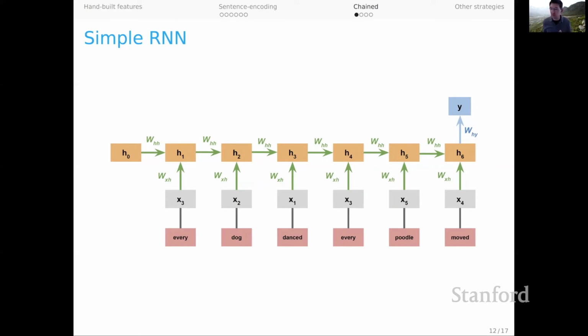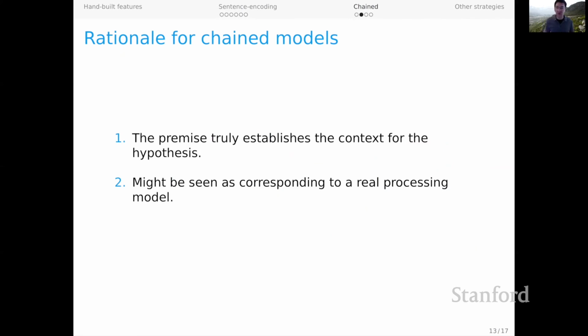And actually, this can be surprisingly effective, right? The rationale for doing this, in this context, you could say that the premise is simply establishing context for processing the hypothesis. And that seems like a very natural notion of conditioning on one text as you process the second one. And correspondingly, at the level of human language processing, this might actually correspond to something that we do as we read through a premise hypothesis text and figure out what the relationship is.